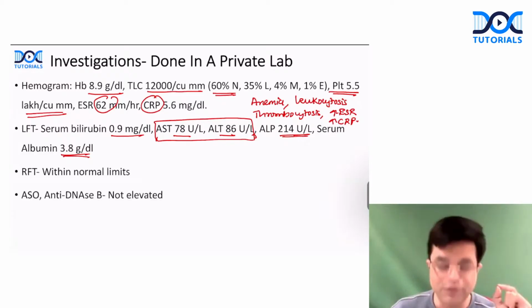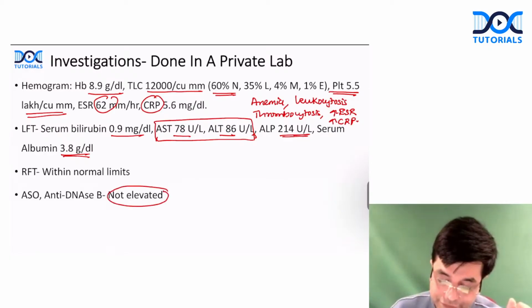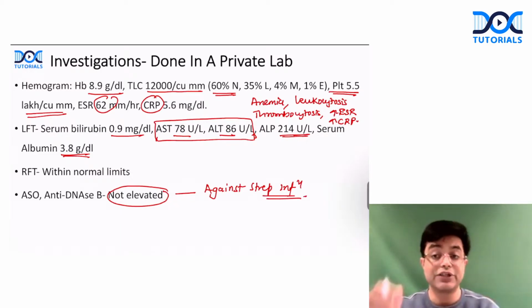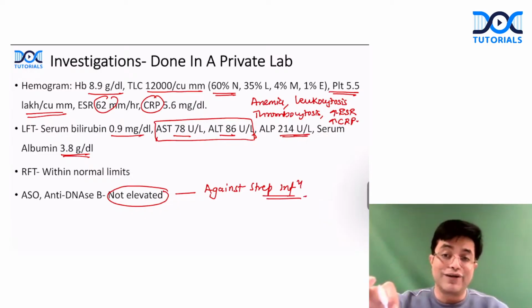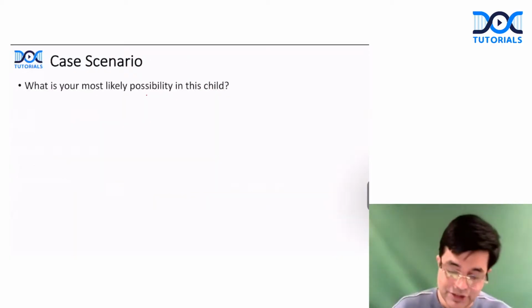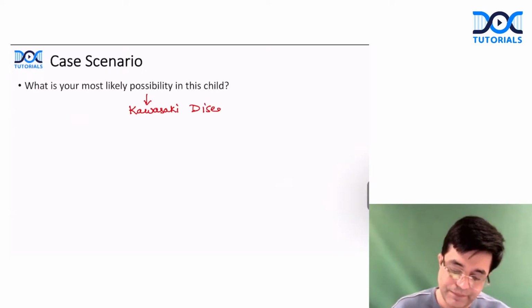No other investigation was done apart from ASO and anti-DNase B. They were not elevated, which is against the diagnosis of streptococcal infection. So it is not likely to be streptococcal infection. So even if strawberry tongue is not mentioned, your most likely possibility in this child is Kawasaki disease. Kawasaki disease is the first possibility.